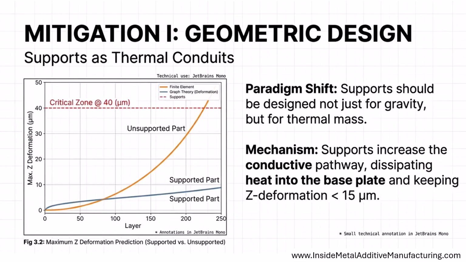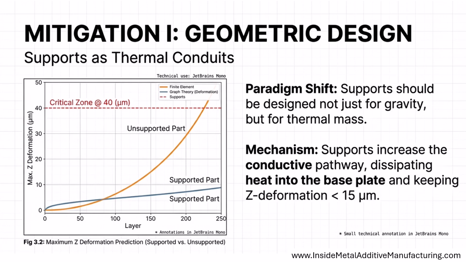Our first line of defense is a paradigm shift in geometric design. We must design supports not just for gravity, but for thermal mass. By increasing the conductive pathway, we can keep Z deformation below the safe limit of 15 microns, effectively neutralizing the risk of superelevation.